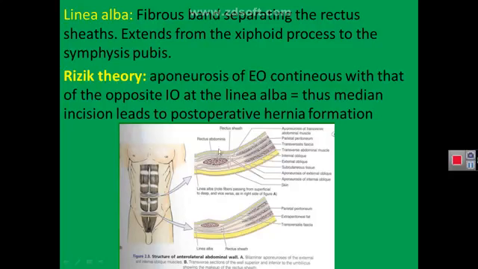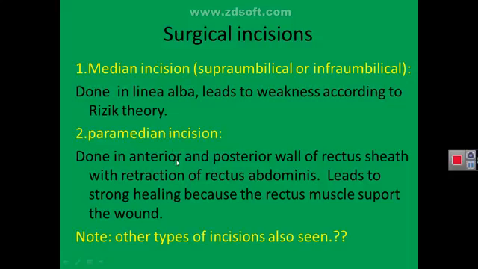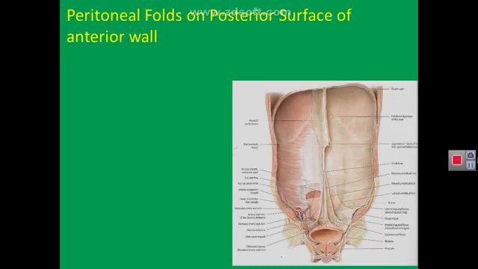So there will be minimal hernia because the site of incision on the side of the midline, the paramedian, will be protected by the support of rectus abdominis muscle. So paramedian incision is done in the anterior and posterior wall of rectus sheath with retraction of rectus abdominis muscle, and thus the healing will be strong because this muscle will support the wound. We have many other types of abdominal incision. We don't want to go through details.